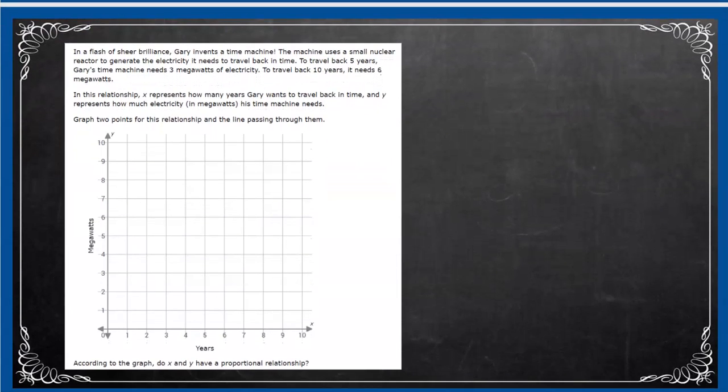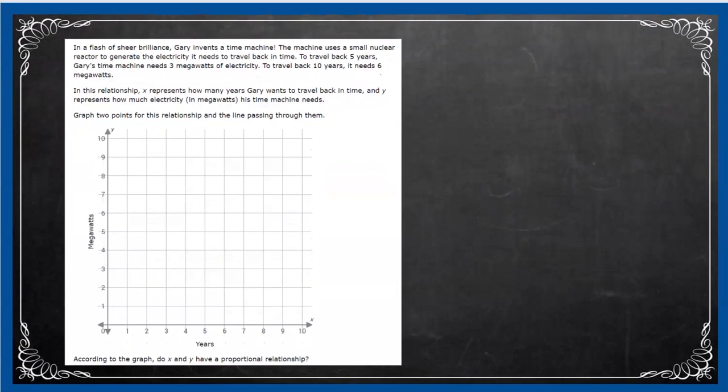This is kind of hard to see. In a flash of sheer brilliance, Gary invents a time machine. The machine uses a small nuclear reactor to generate the electricity it needs to travel back in time. To travel back 5 years, Gary's time machine needs 3 megawatts of electricity. To travel back 10 years, he needs 6 megawatts.